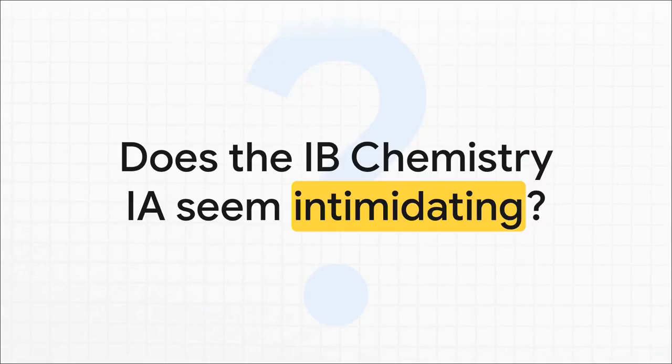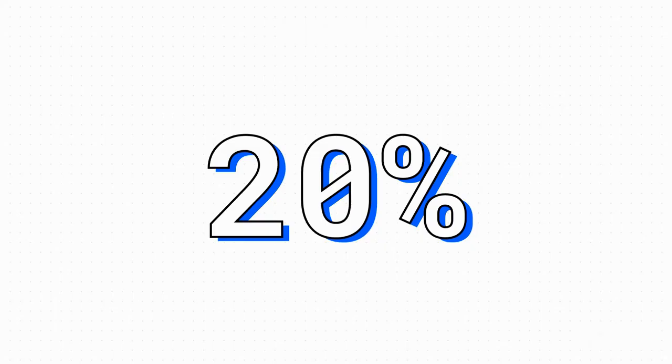And let's just be real for a second. The Chemistry IA is intimidating. I mean, it's a huge project. If you're kind of staring at a blank document and have no idea where to even start, trust me, you are not the only one feeling that way. And there's a really good reason it feels like such a big deal. Because it is. This single project is worth a full 20% of your final IB chemistry grade. That is a massive chunk of your final score, and that's exactly why we're going to figure out how to do it and do it well.